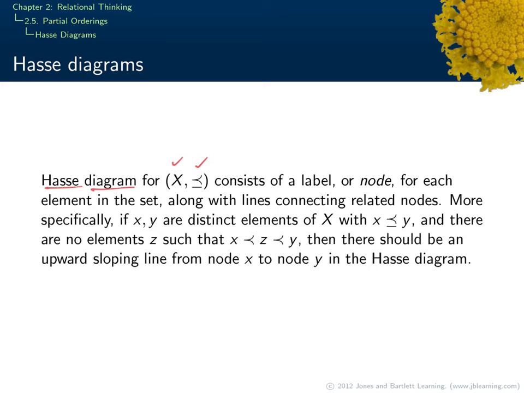That is, we only connect X and Y if Y is sort of the smallest thing that is bigger than or equal to X. So if there's any intermediate object like Z, then we do not connect X and Y with an edge. So the smaller elements go at the bottom of a Hasse diagram, and as we move upward, the objects become larger.